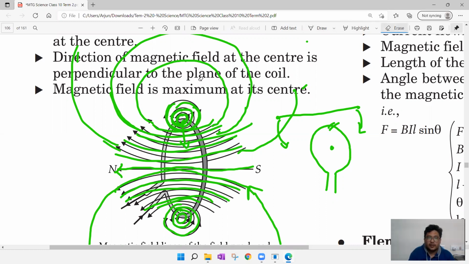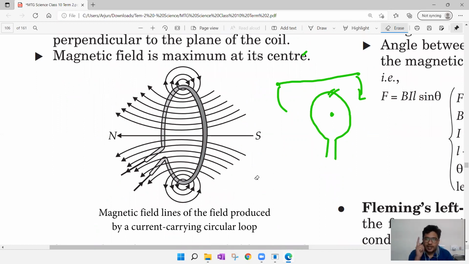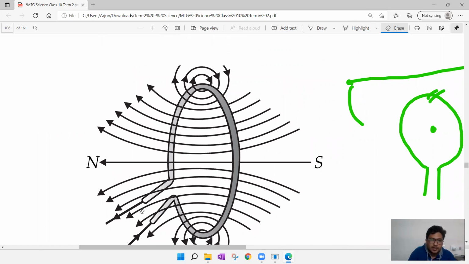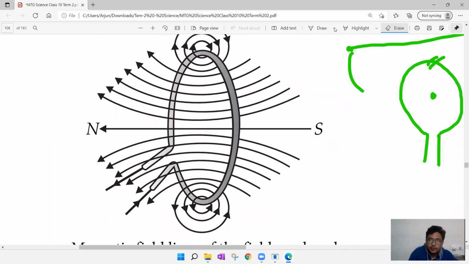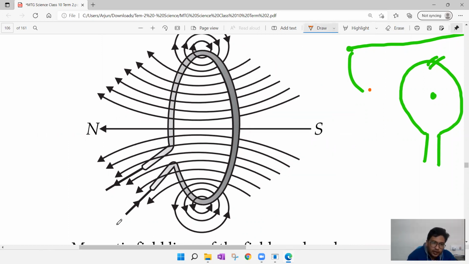We'll try to understand. Let me erase. Now, how to represent direction? That is a concept. It is quite simple. First of all, if we want to represent direction of magnetic field, we should have some idea regarding direction of current. Now, if you clearly observe this diagram, they have given two arrow marks. Here one arrow mark, and they have mentioned like this. And here there is another line where they have mentioned like this.